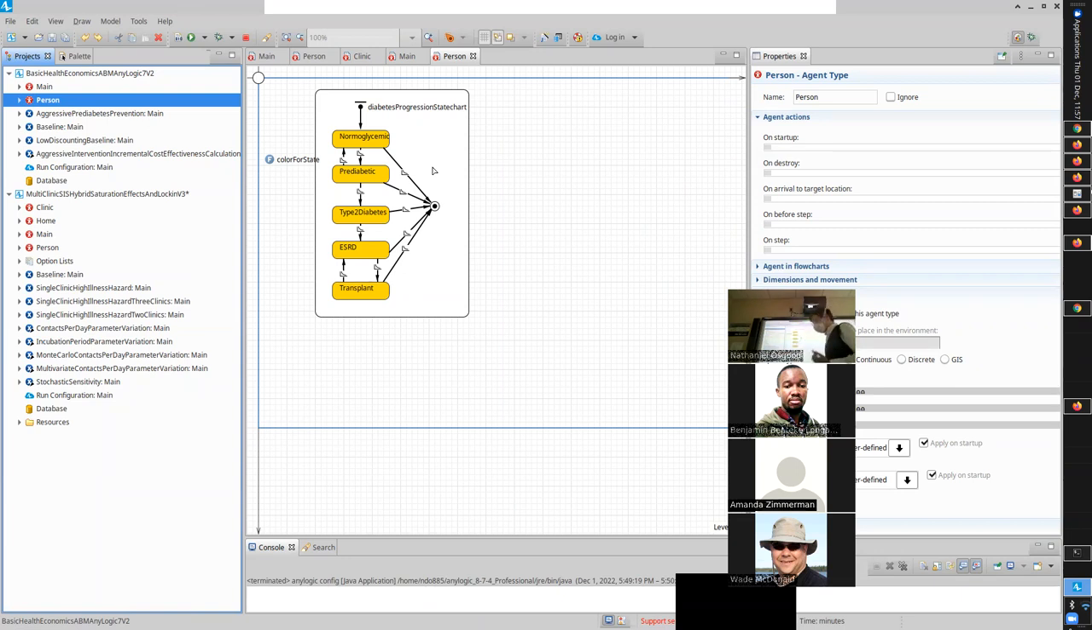Obviously, this would be a lot more compelling if you had networks of these people with different norms affecting physical activity levels or dietary practices or what have you. But simple idea, people represented as agents.